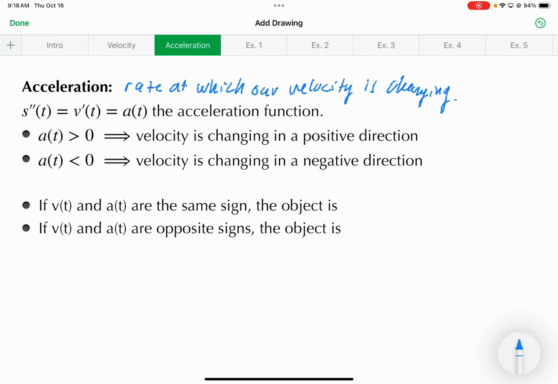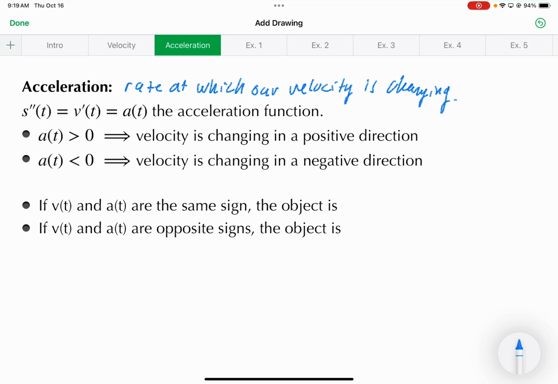not in college. Okay. If our acceleration is positive, that means our velocity is changing in a positive direction. Since our acceleration is the rate of change of our velocity, if we have positive acceleration, that means we are changing in a positive direction. Okay. That doesn't mean we're moving in a positive direction. That just means we're changing in a positive direction. There's a difference between the two things. It's a tough thing to wrap your brain around. And then, of course, if your acceleration is negative, that means your velocity is changing in a negative direction.